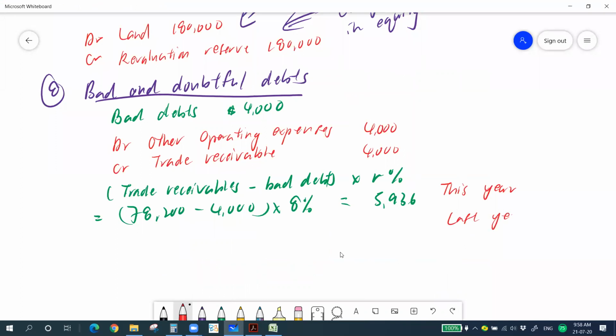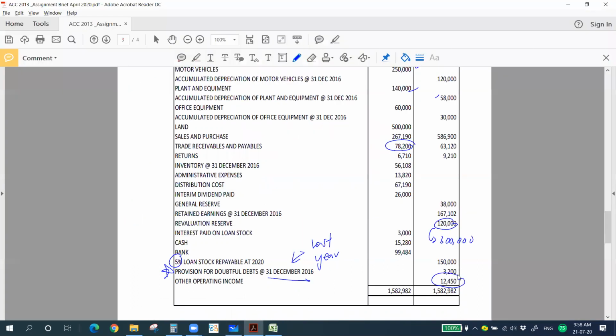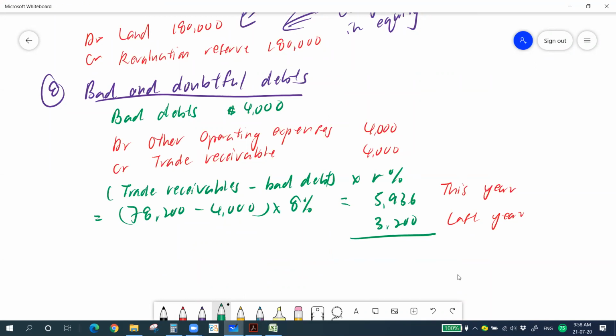So your last year amount is how much? 3,200. All right, 3,200. So we have a difference of 2,736. Am I right? So this 2,736 is what? Increase or decrease? Increase from 3,200 to 5,936. The increment is 2,736, so this is increasing your provision for doubtful debts. When you have an increase in provision for doubtful debts, this is an expense of the company.